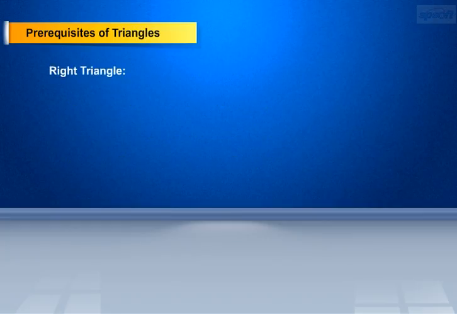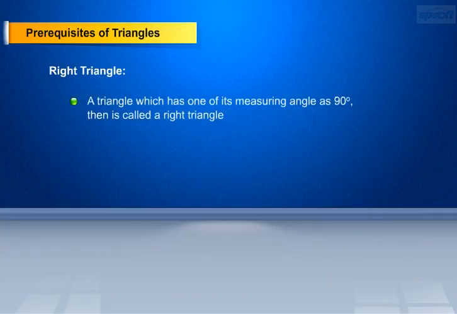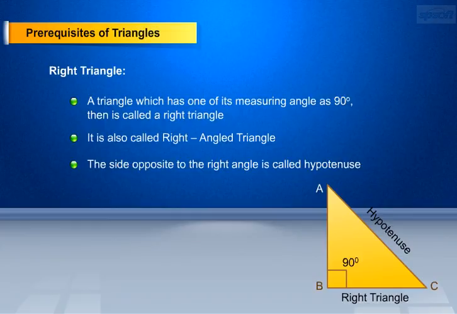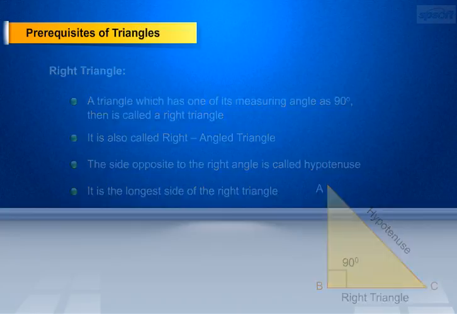Right triangle or right angle triangle. A triangle which has one of its measuring angles 90 degrees is called a right triangle. It is also called a right angle triangle. The side opposite to the right angle is called the hypotenuse. It is the longest side of the right triangle.